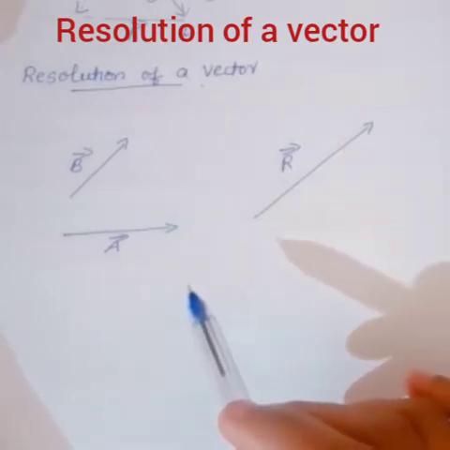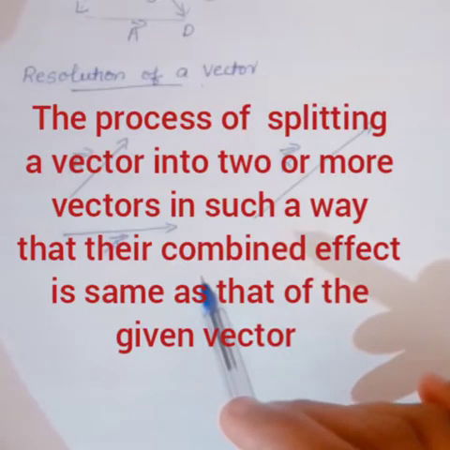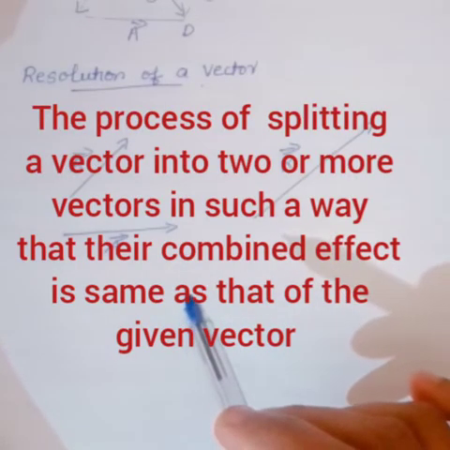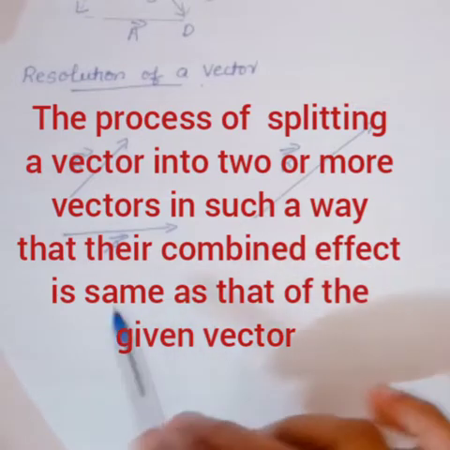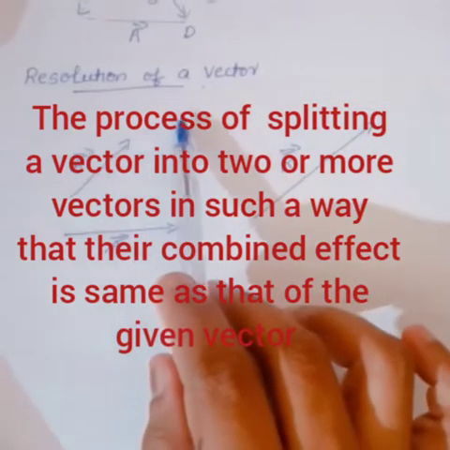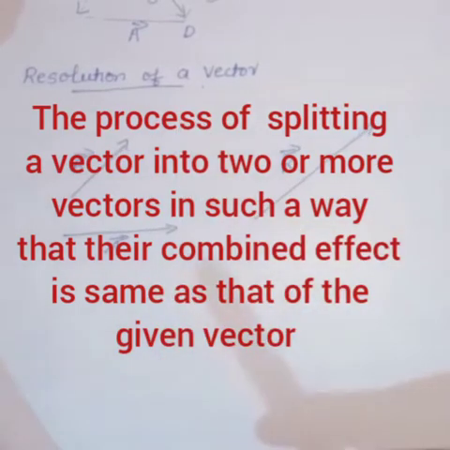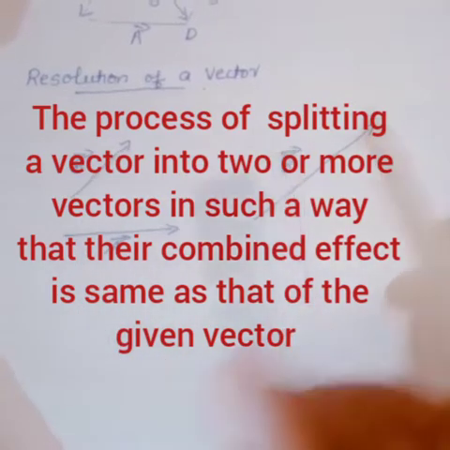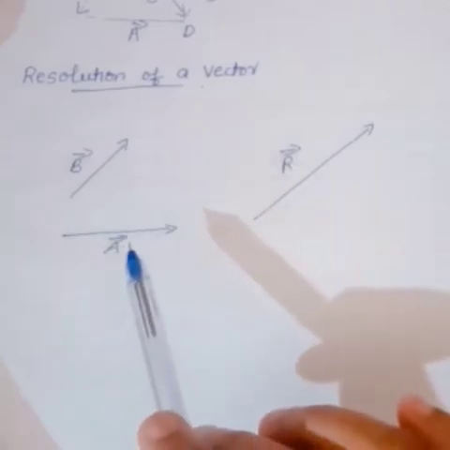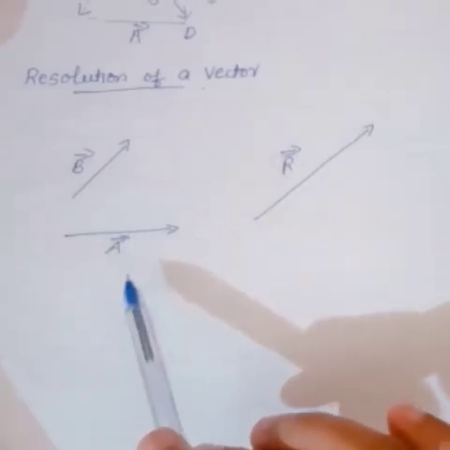Resolution of a vector means the process of splitting a vector into two or more vectors in such a way that their combined effect is the same as that of the given vector. The vectors into which the given vector is split are called component vectors.